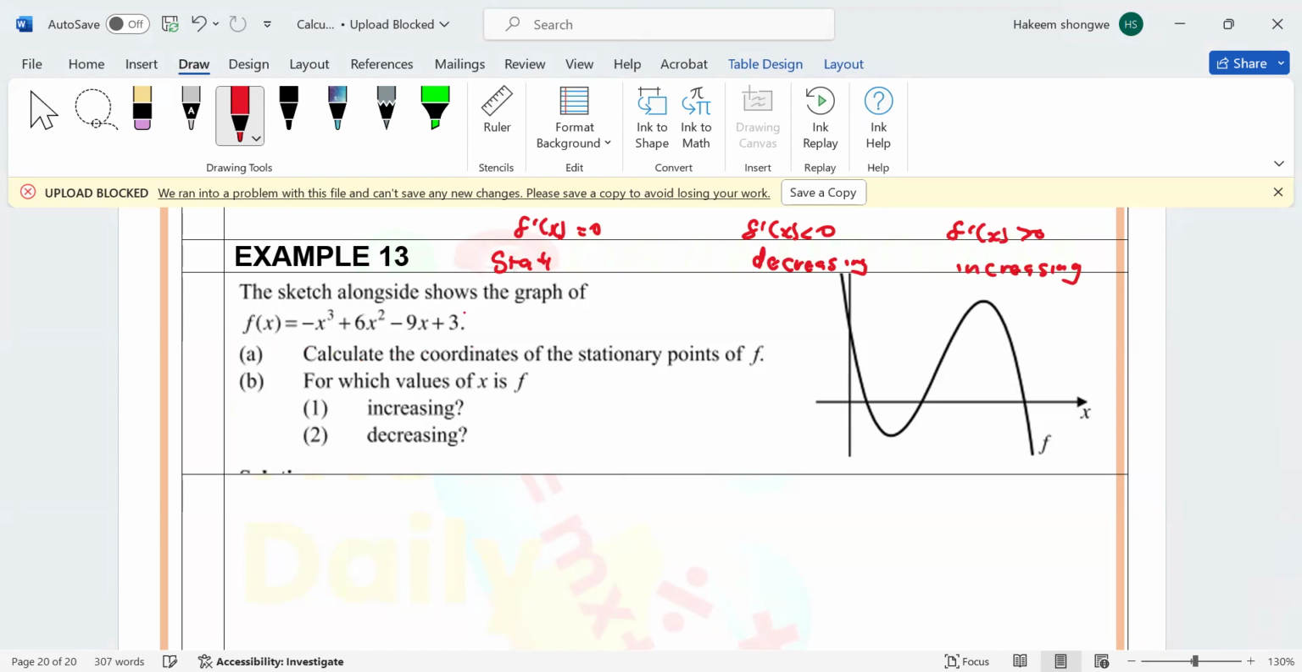They say the sketch alongside shows the graph of f. Then in part A, they say calculate the coordinates of the stationary point. How do I get the stationary point? I can get it from the derivative, and I make the derivative equal to 0. And remember, if you differentiate a cubic function, check what it gives you. In part A, f prime of x is going to be minus 3x squared plus 12x minus 9.